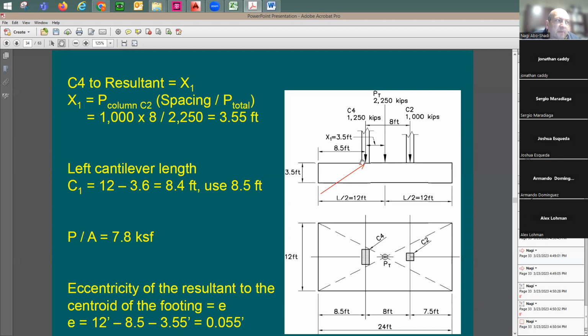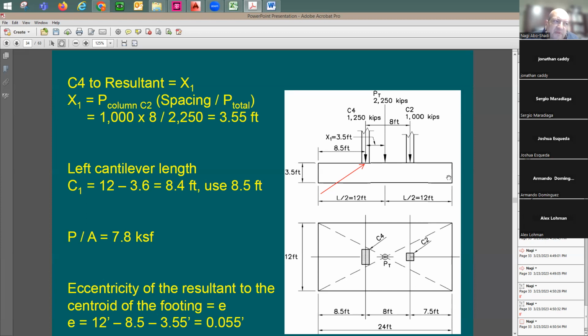How do you do this? You come here and then you say 2250 multiplied by x1 is going to be equal to 1000 multiplied by 8 feet. Here we go. 1000 by 8 feet equals 2250 times x1. Now x1 equals 3.55 feet. It's about 3.5 feet, 3.5.